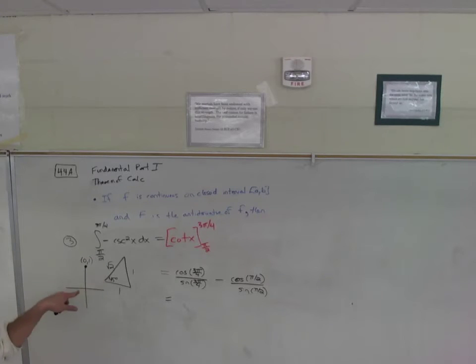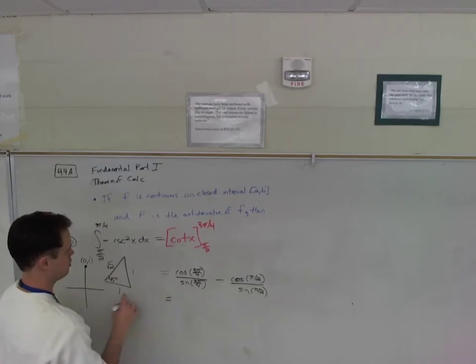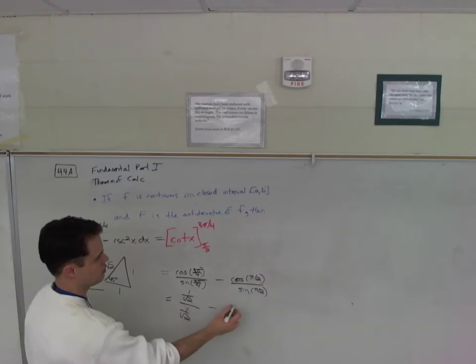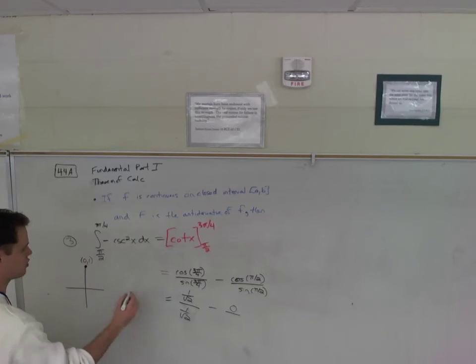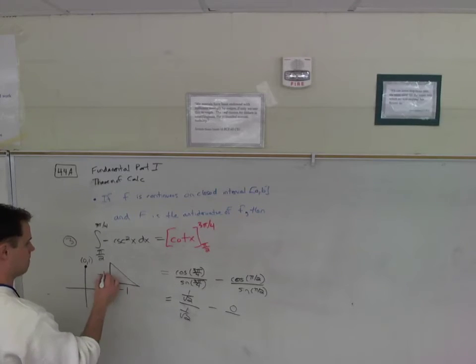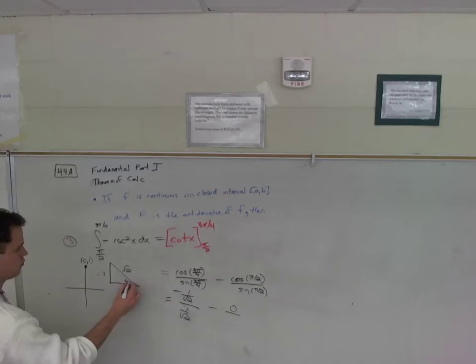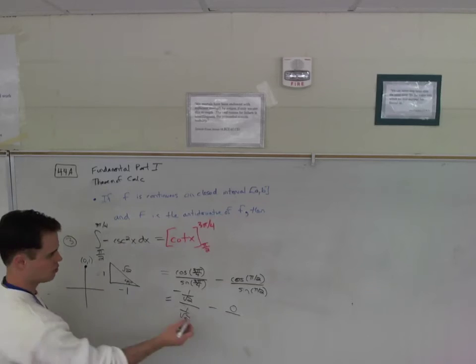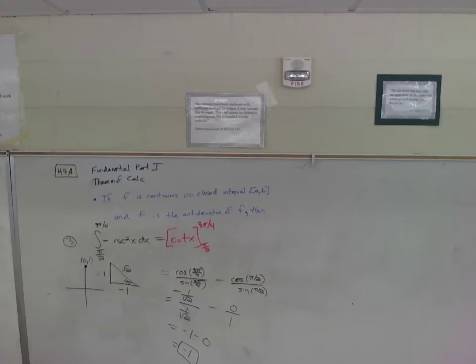So if you're having trouble, you might draw this triangle. Cosine of this guy is 1 over root 2. Sine is also 1 over root 2. It's 3 pi over 4 though, so it's got to be negative. Wrong quadrant. There we go. Cosine up here is 0. Sine up here is 1. So you get negative 1 minus 0 equals negative 1.